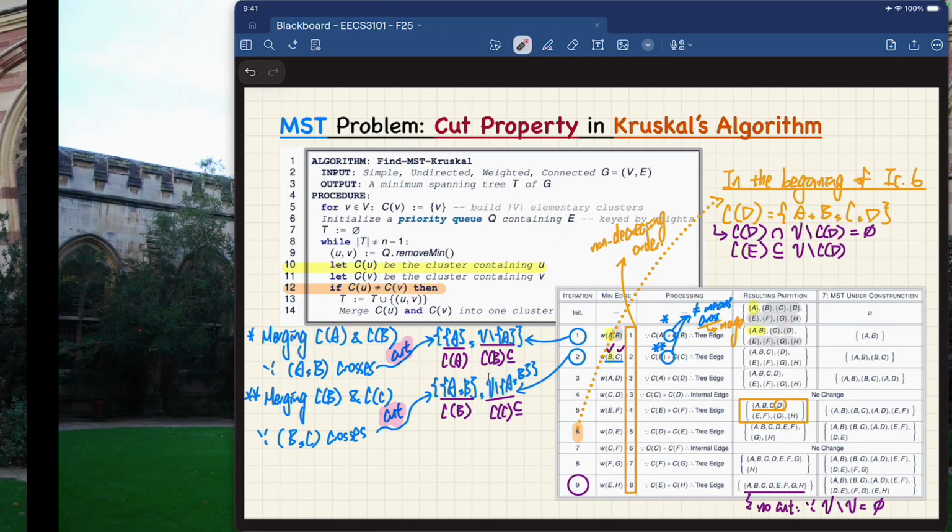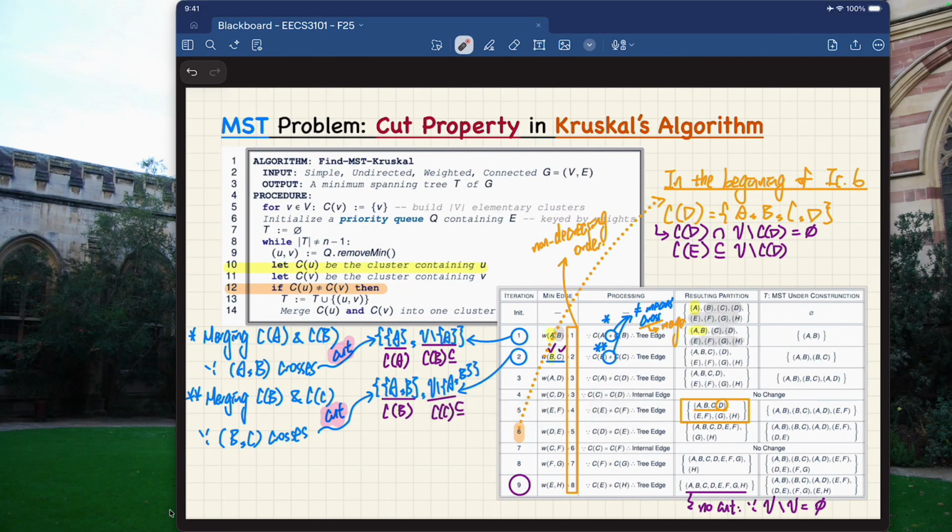So what do we mean by that? Okay, so I want you to look at this. Since we know that it's going to be non-decreasing order, in order to find any edges with a smaller weight than the current one we have found for iteration number 6, they must have already been found right here, right? So let's look at them right here, okay?